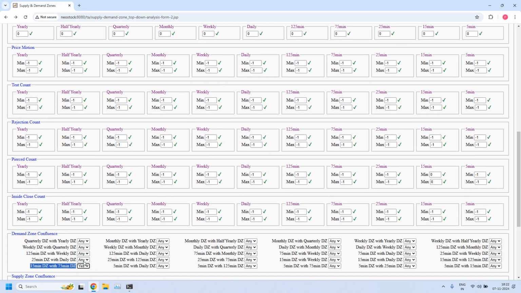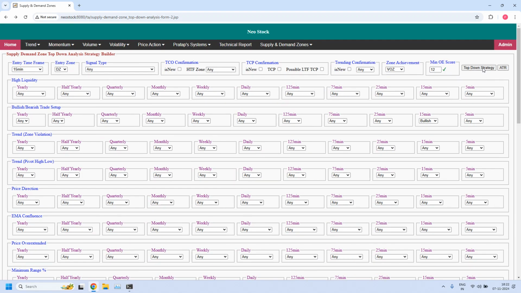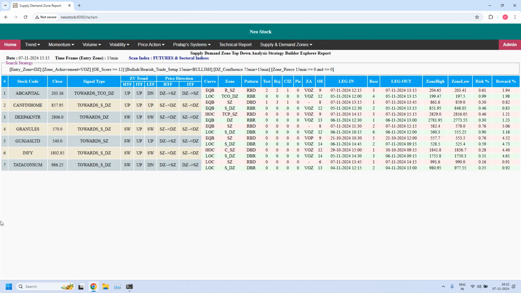So I am enabling this filter. With this filter, we got 7 stocks. These 7 are high probability setup stocks. In these 7, if they are having any daily EMA confluence, because the 15 minute zone is part of the 75 minute zone, and 75 is ITF. If any of these 75 minutes demand zones are having daily EMA confluence, they are even more high probability setup stocks.